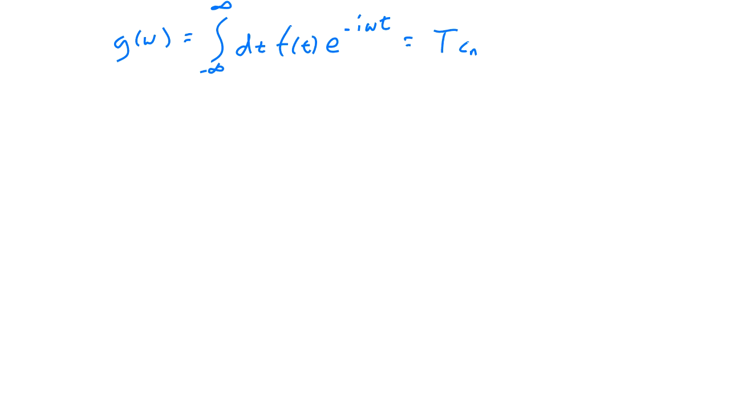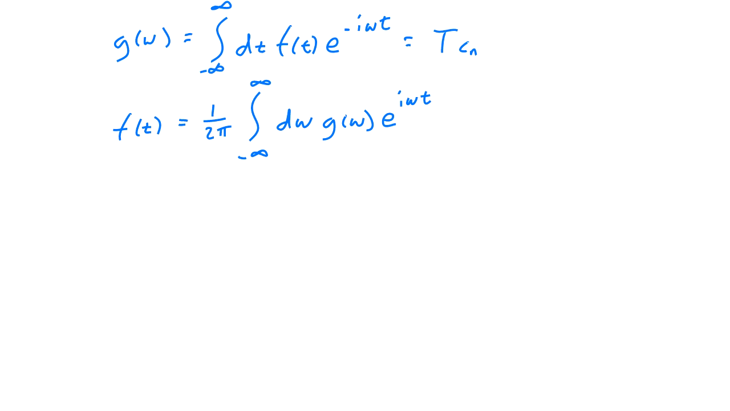And f of t, meanwhile, is defined as 1 over 2 pi times the integral from minus infinity to infinity of d omega of g of omega e to the i omega t. And what we did here was we basically just replaced the f of u with this g of omega. So it's effectively the same thing. It's just rewritten using a different variable.